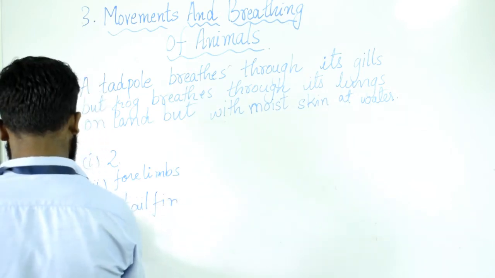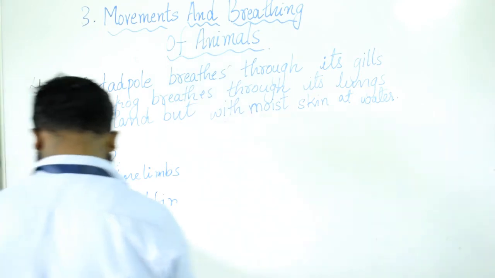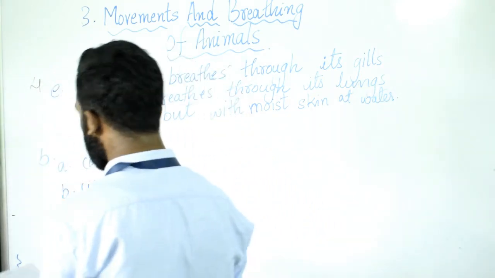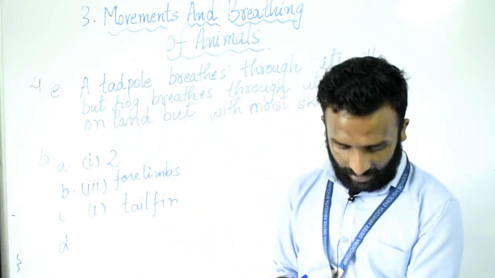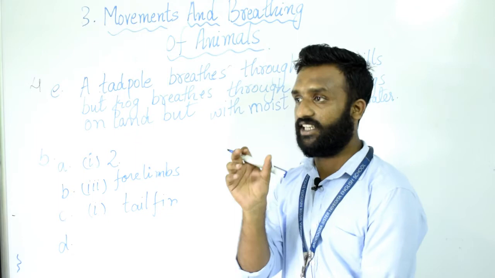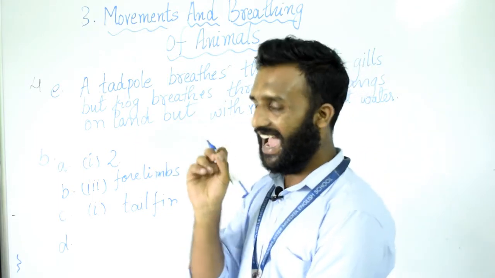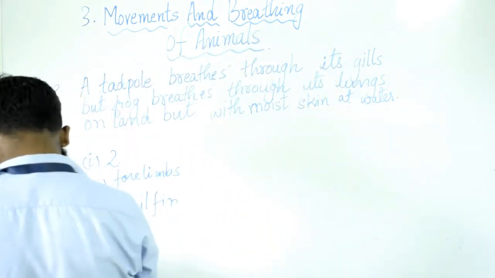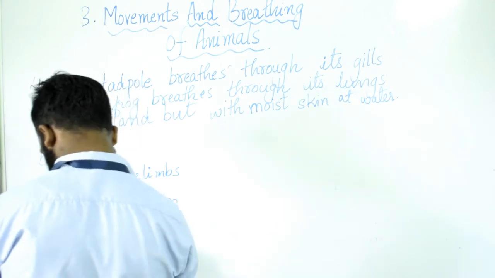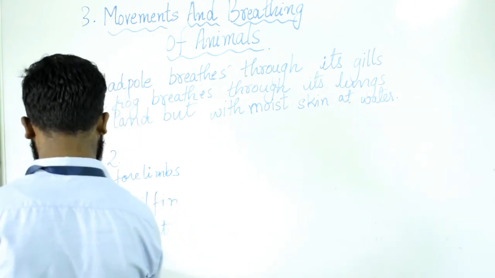Now number D: the bones of a bird are dash and hollow. As I have told, the bones of birds are light and hollow. So the answer for question D is light, which is option 2.